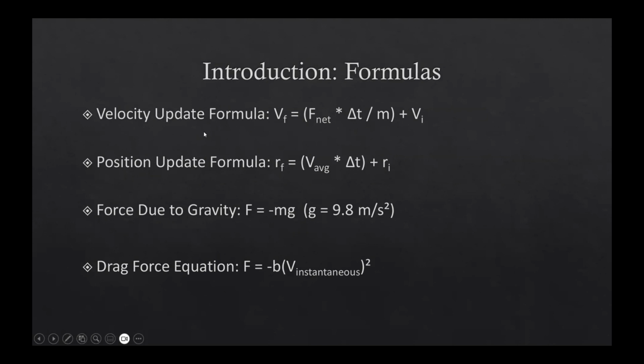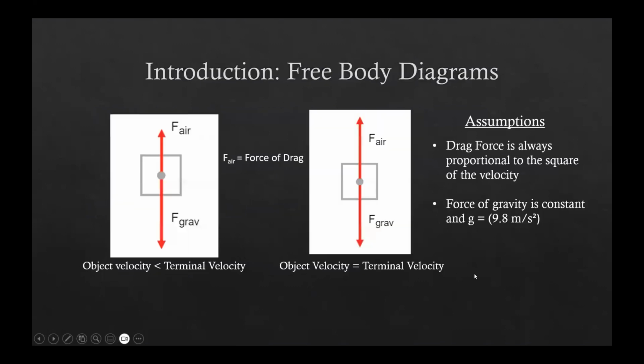The velocity update formula and position update formula shown below were used iteratively in Python and were represented using a computational model to predict the object's position versus time. The forces are described here. The force of gravity is equal to negative mg, and the drag force is equal to negative b, the proportionality constant for the drag force, times the instantaneous velocity of the object squared.